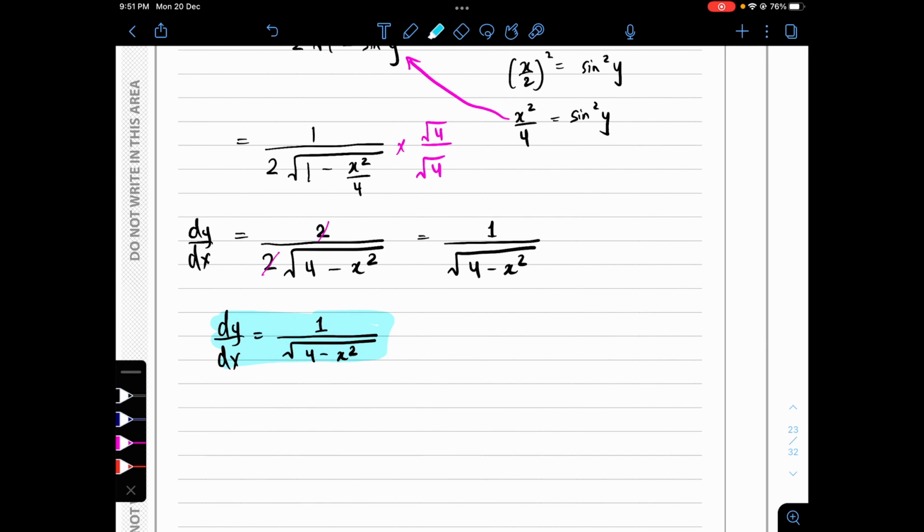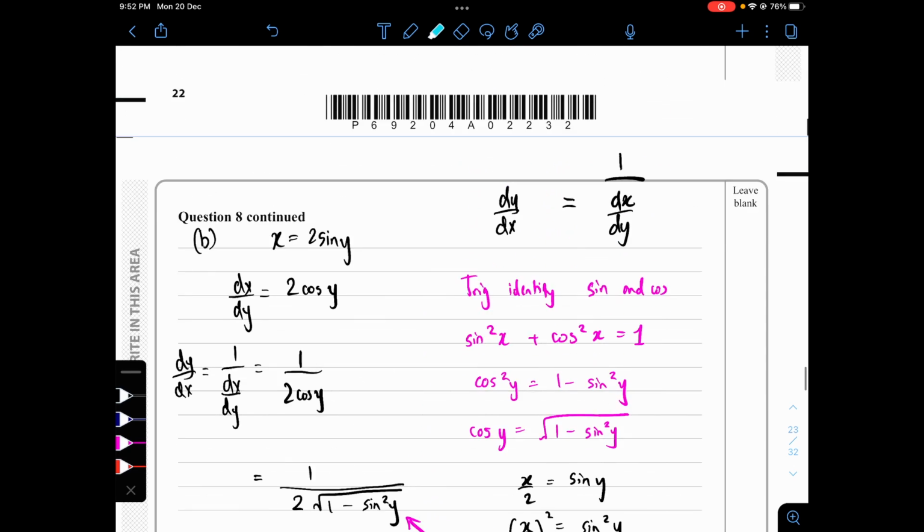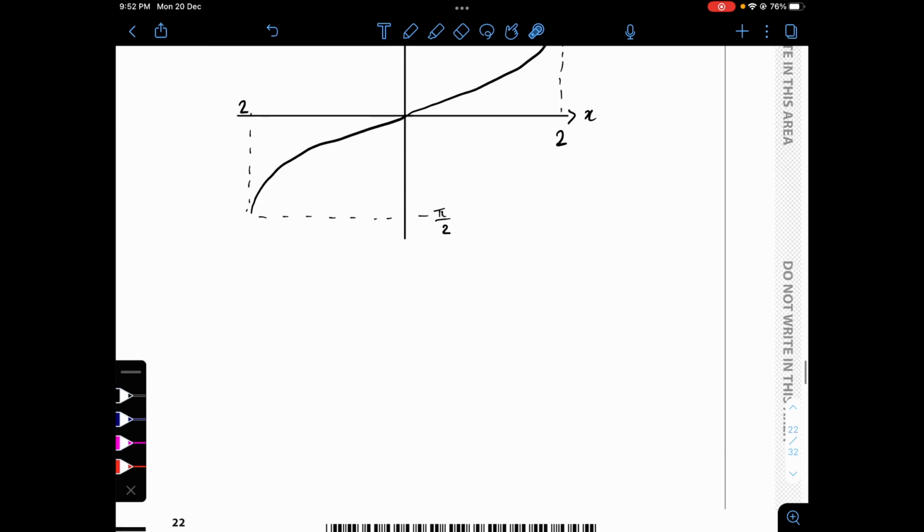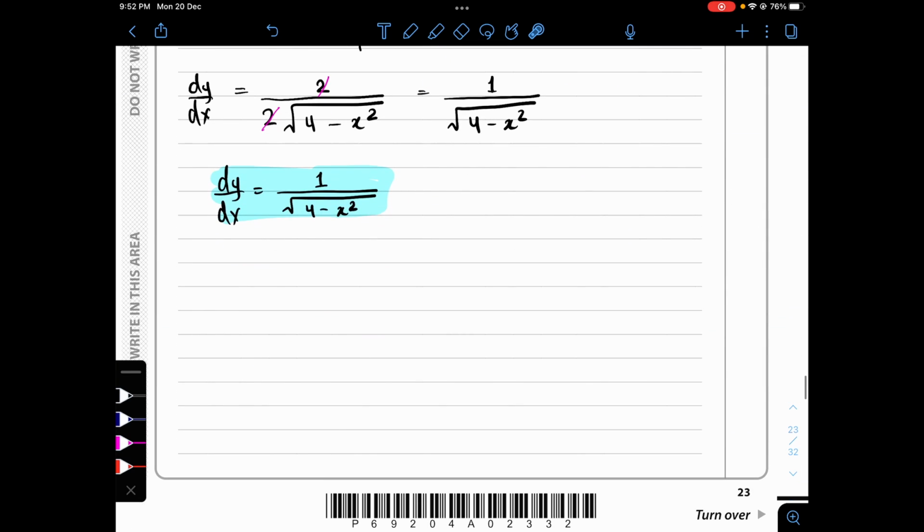Alright, so let's look at part C. They tell us that the point P lies on C and has a y coordinate of pi over 4. Then they say find the equation of the tangent to C at P, in the form y equals mx plus c. The tangent means differentiation and substituting this, and that's what this means. So let's do that. Part C.